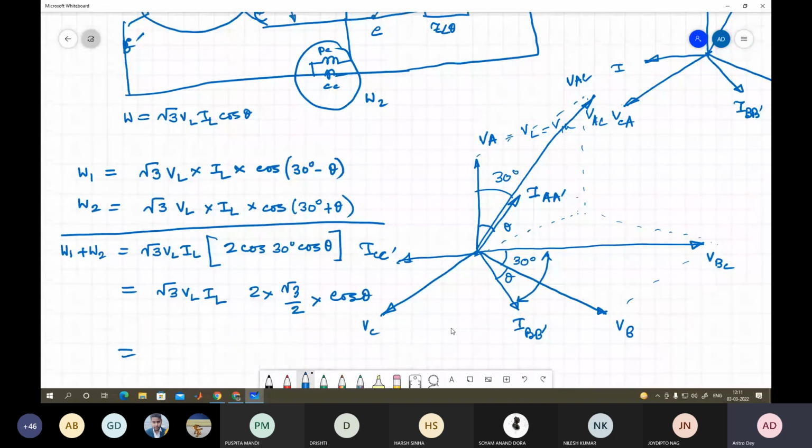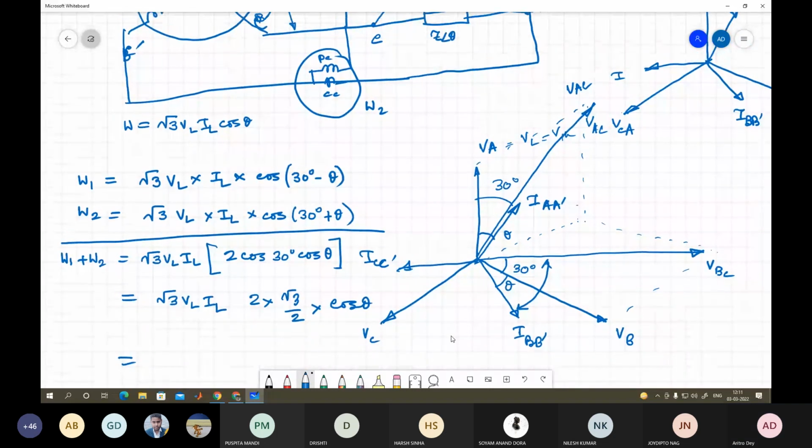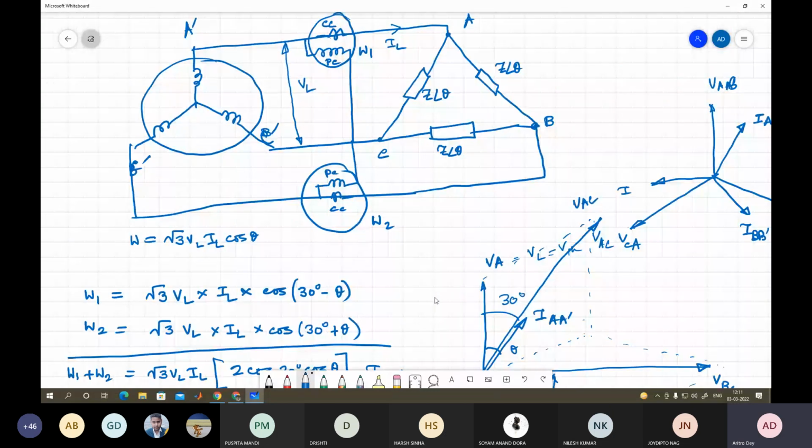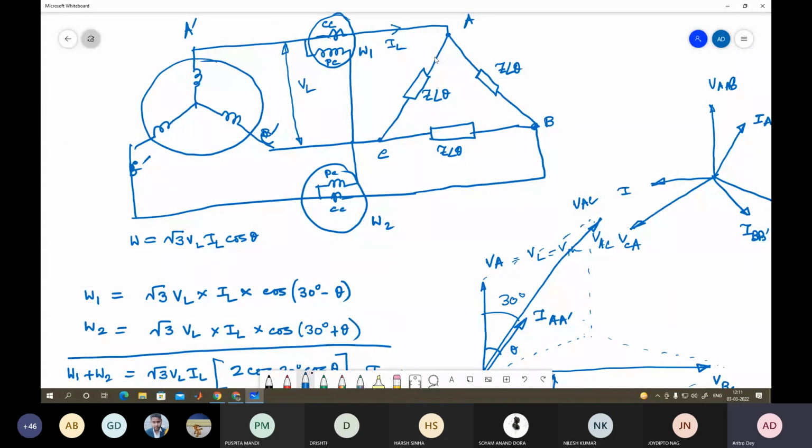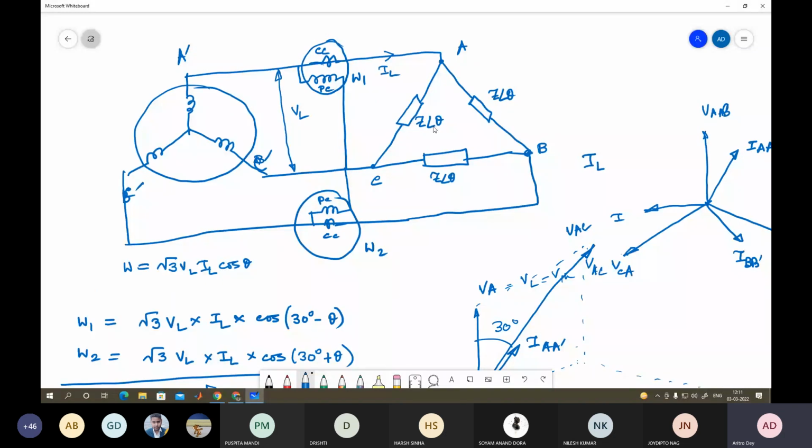This is your field. This is I phase, no? So I made a mistake here. This should be IL. IL means your I phase here for this particular delta connection. IL should be equal to I phase into root 3, isn't it? Because IAB minus IAC is equal to your IL.